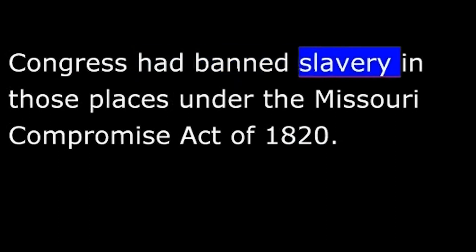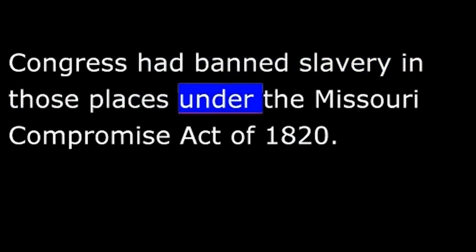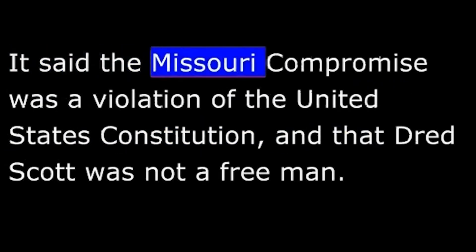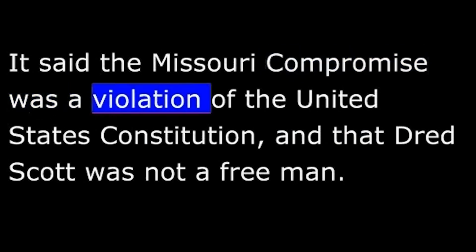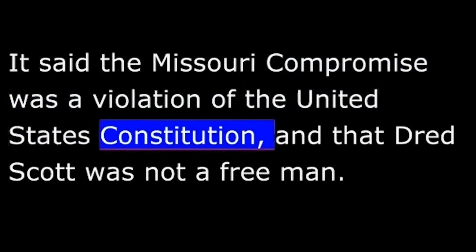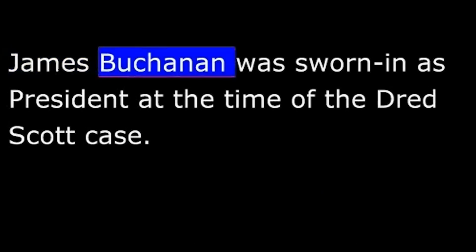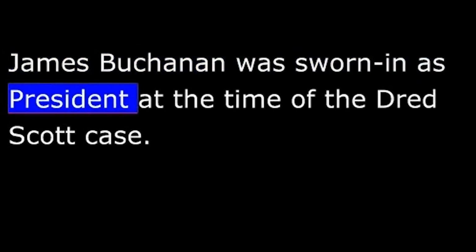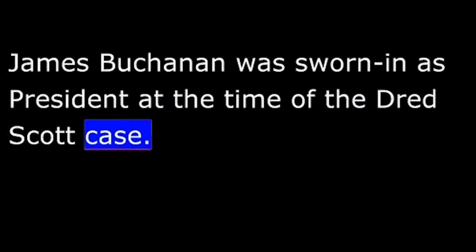Congress had banned slavery in those places under the Missouri Compromise Act of 1820. The Supreme Court ruled that Congress did not have the power to close territories to slavery. It said the Missouri Compromise was a violation of the United States Constitution, and that Dred Scott was not a free man. James Buchanan was sworn in as president at the time of the Dred Scott case.